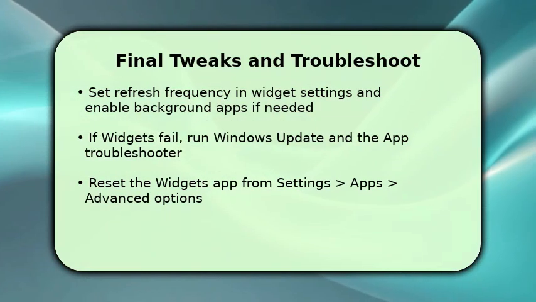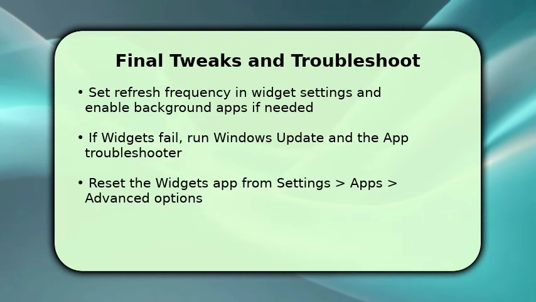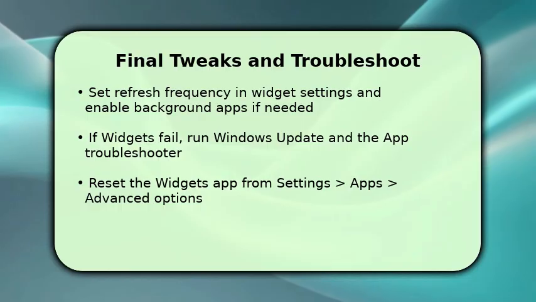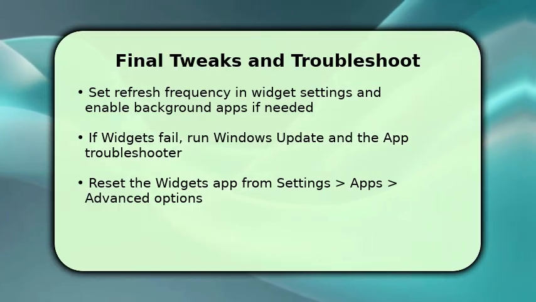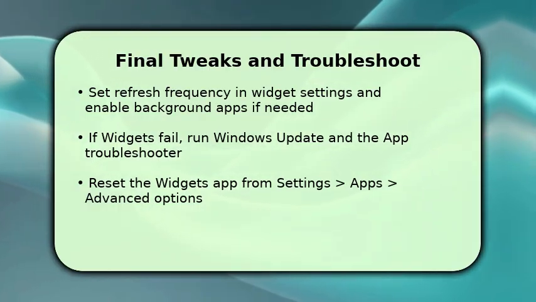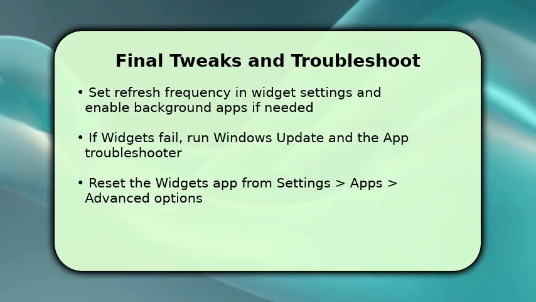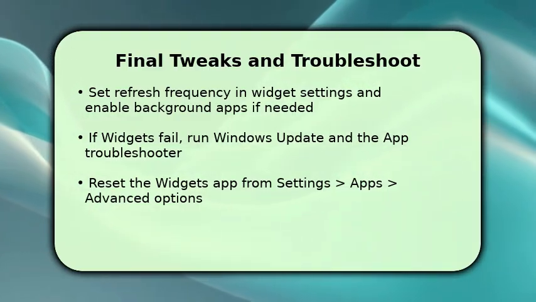Finish by adjusting refresh and permission settings so widgets update on schedule. For example, enable background apps or location access for real-time weather. If widgets don't load, don't panic. Run Windows Update and then the built-in apps troubleshooter to repair missing dependencies.